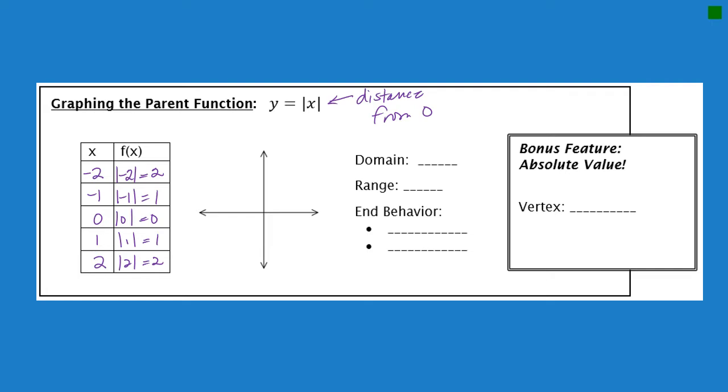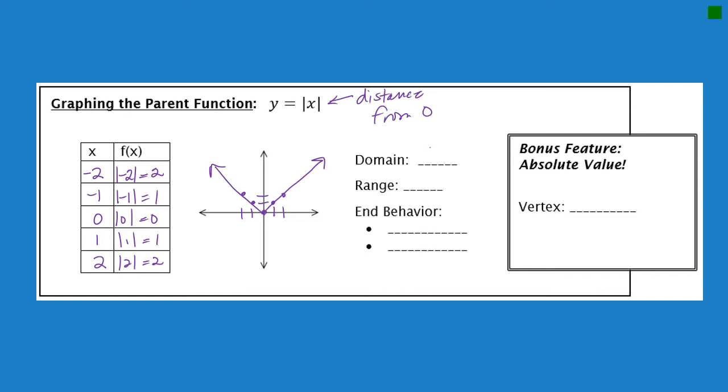So now I'm going to plot these points. So -2, 2, -1, 1, 0, 0, 1, 1, 2, 2. And then we want to connect it so that it makes a V. We don't want to make it a curve like we did with the quadratic family.